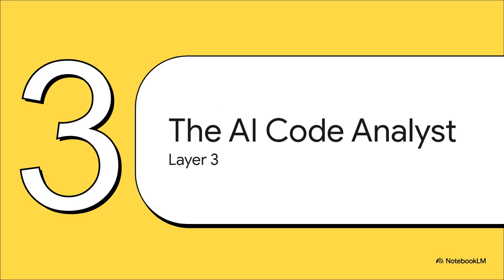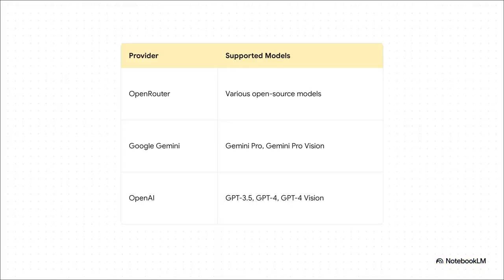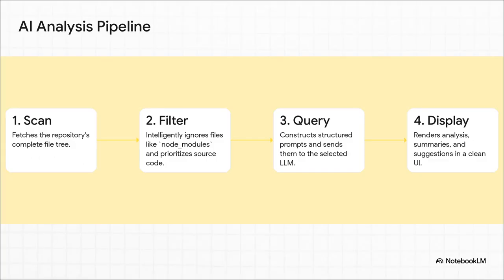Okay, you ready for the most advanced part of this tool? Let's dive into the deepest layer of all, the built-in multi-provider AI code analyst. This is where it gets really interesting. What's so fantastic here is the flexibility. You are not locked into one specific AI model. The dashboard lets you bring your own API key and plug in your choice of brain, so to speak. Whether that's an open source model through OpenRouter, Google's Gemini, or OpenAI's GPT-4, you get to choose. You're in complete control.